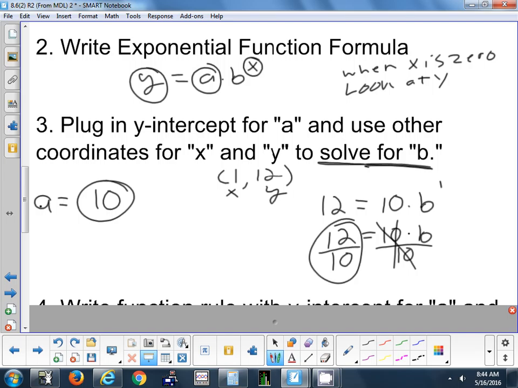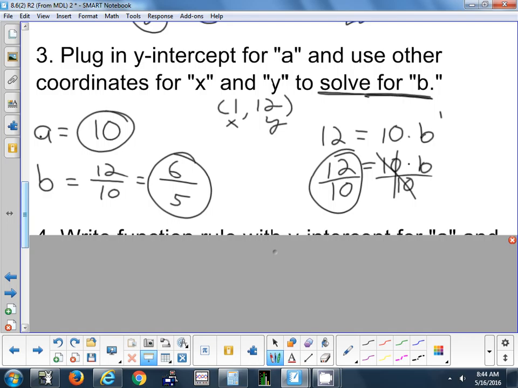Okay, right there. 12 tenths equals b. We can do something with that. Anybody see what you can do with the fraction 12 tenths? Yeah, we can reduce it. And what could you reduce it by? One number that's in both 12 and 10. 2. Thank you. Yeah. All right. How many times does 2 go into 12? Yep. And into 10? 5.